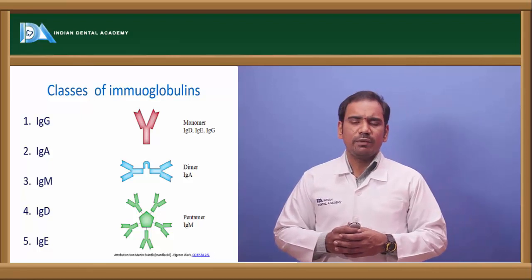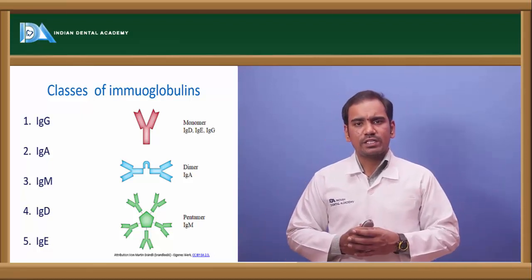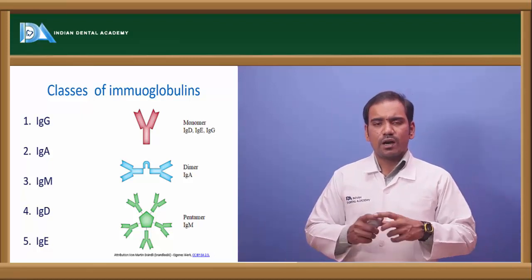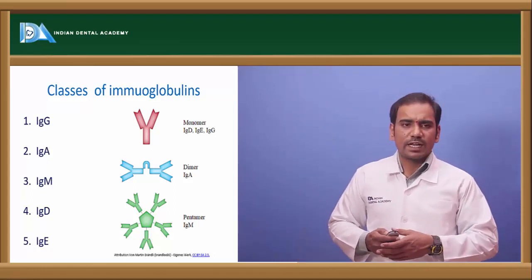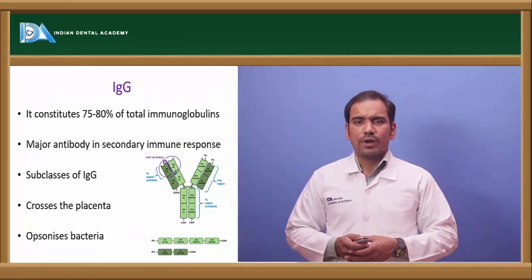And coming to IgM, it is a pentamer having 5 Y-shaped units, 5 subunits. So all the 5 subunits are linked together by J chain. So this is about the classification of immunoglobulins into 5 types.